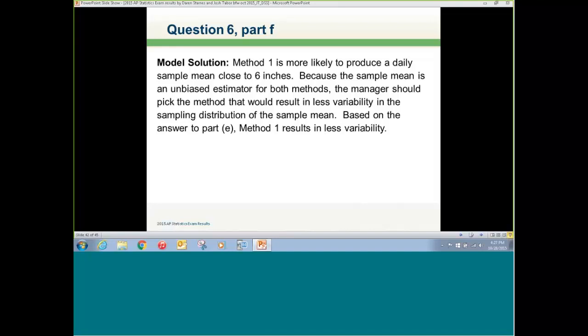It wasn't a giveaway, though, because one, question E was pretty difficult. And also, remember in Part C, there was another question about variability where the answer was method 2. So students had to correctly know that Part E was the question they should be referring to and not Part C.